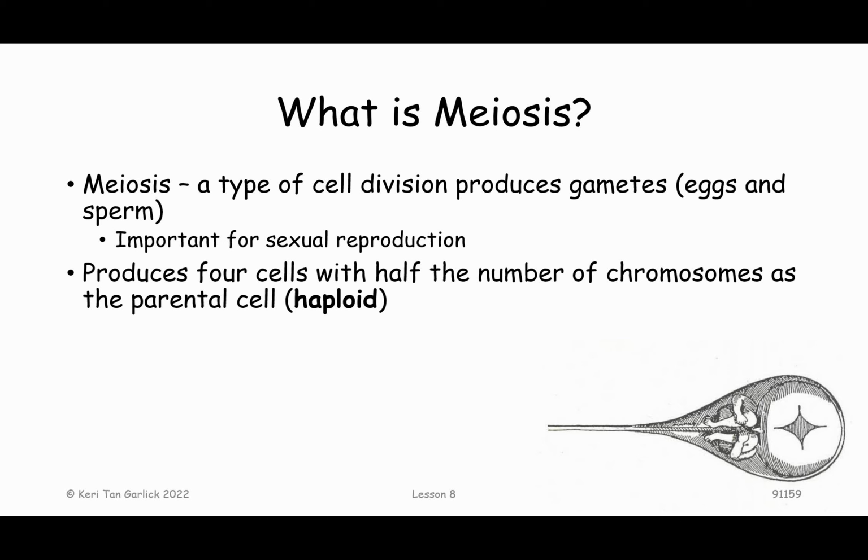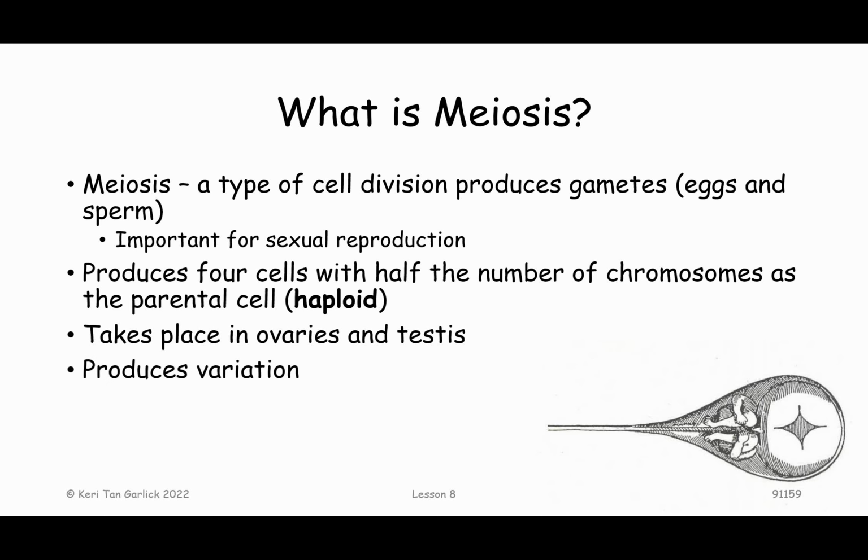These cells will have half the chromosome numbers of the parent cell. Thus why we call it a haploid. I like to remember it as they're both starting with H, so haploid, half. It takes place in the ovaries and testes, aka the sex organs. It produces variation, so it's really, really useful.